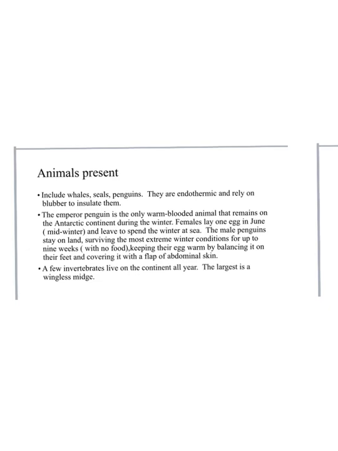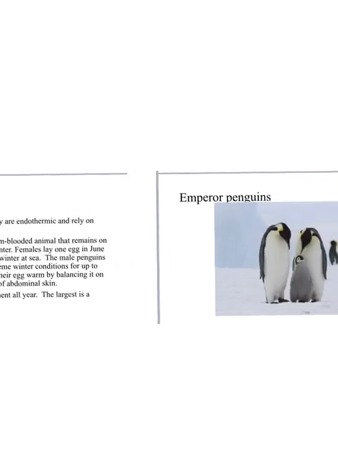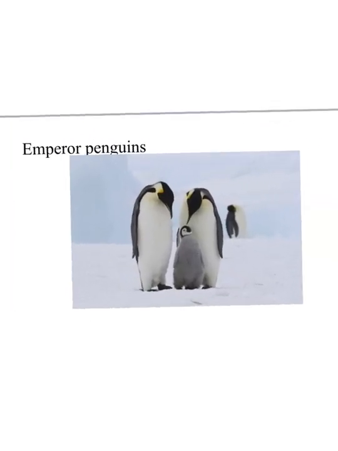With no food, they keep the egg warm by balancing it on their feet and covering it with a flap of abdominal skin. Few invertebrates live on the continent all year. The largest is a wingless midge. Here we have an emperor penguin.